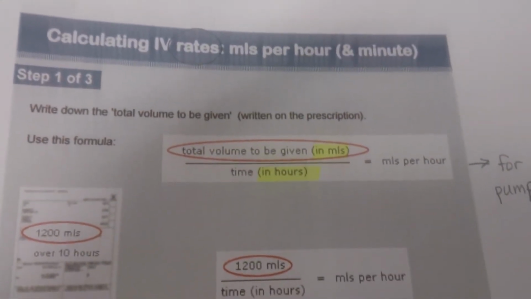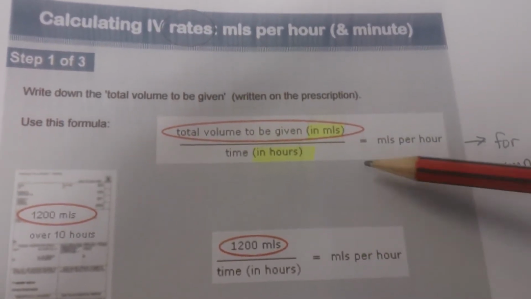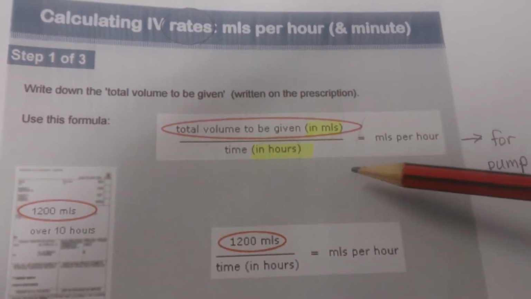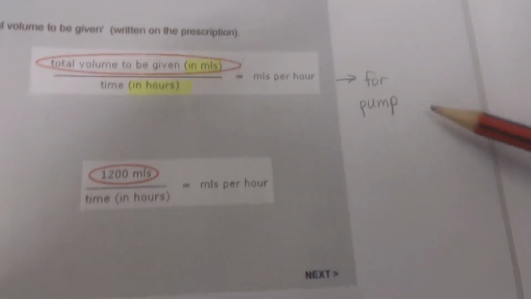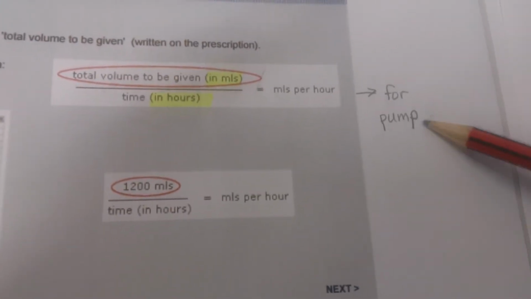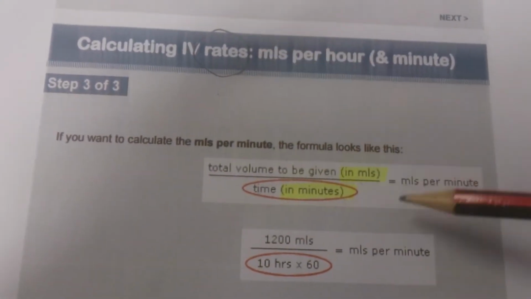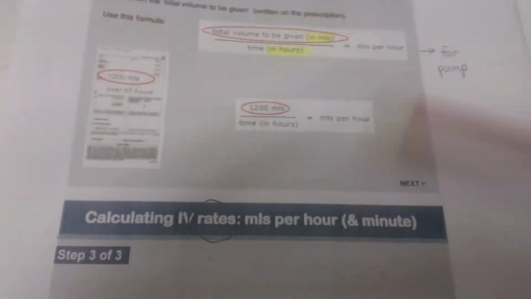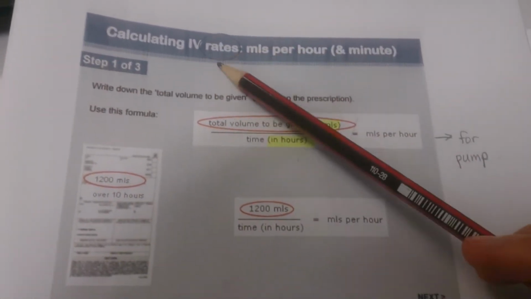Okay, for the IV rate, there can be two different ways for us to indicate rate. The first one is mils per hour, and that's typically used for pump. So when you put the number in the pump, it'll be mils per hour. Another way we can indicate the IV rate is mils per minute. So there are two different ways, but they're essentially the same thing. It's just a way for us to indicate the IV rate.